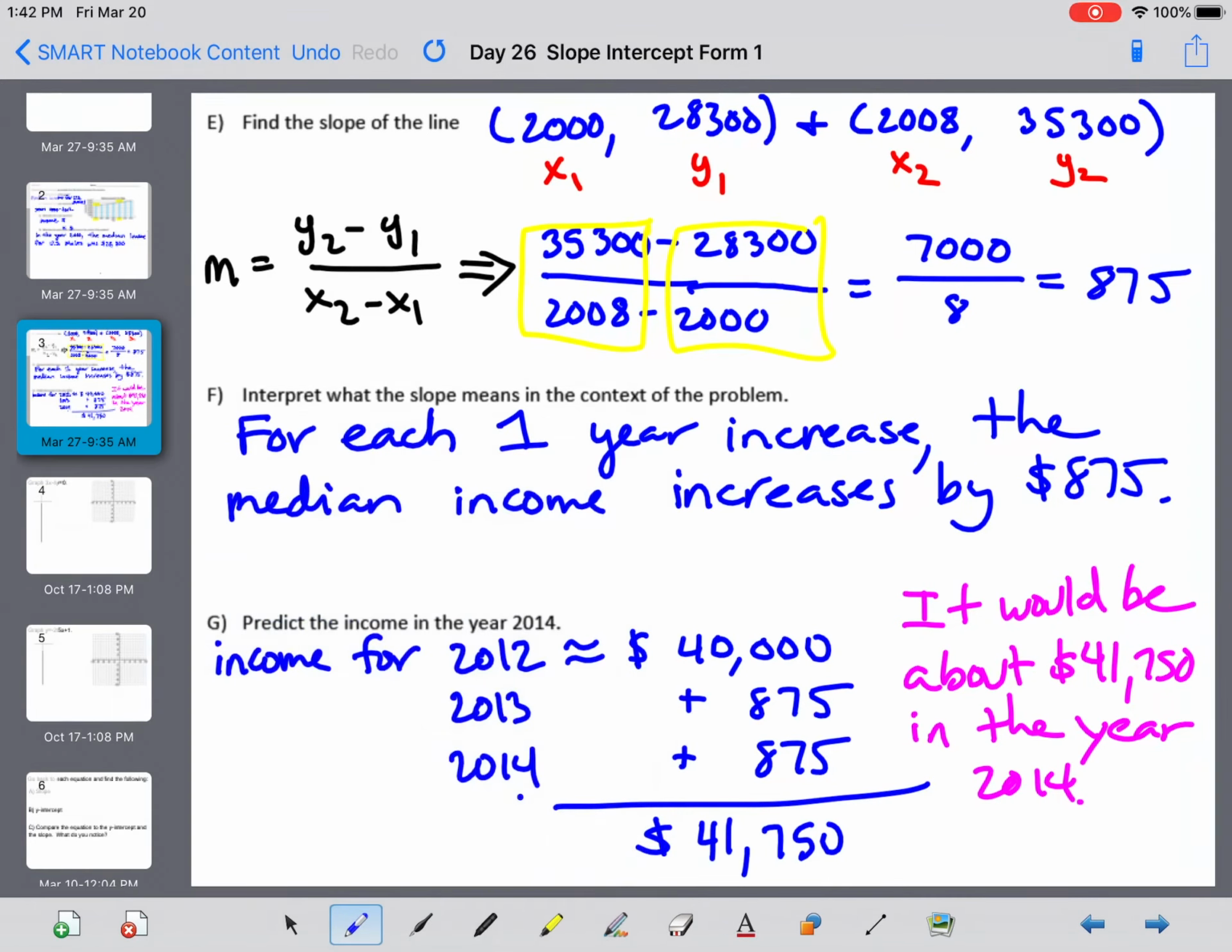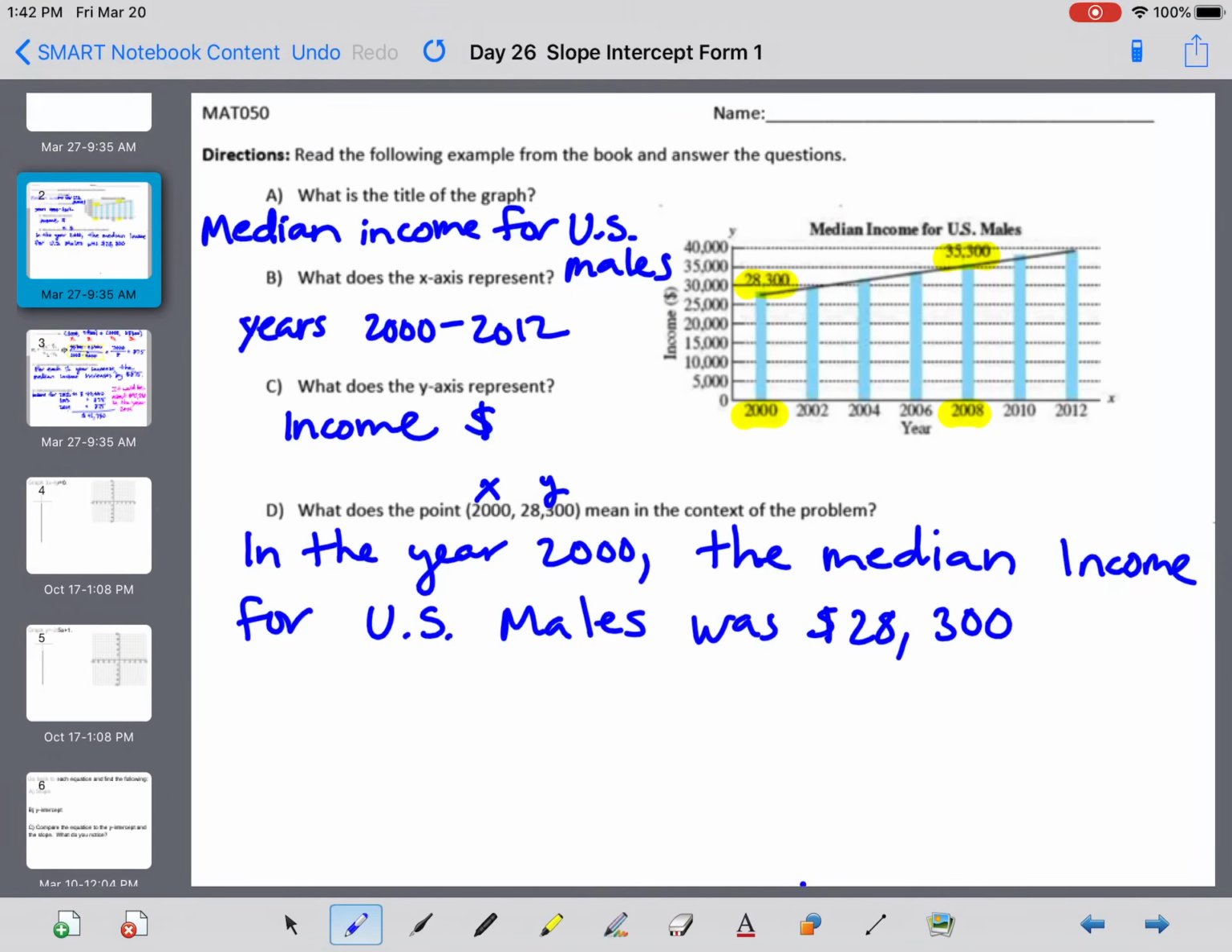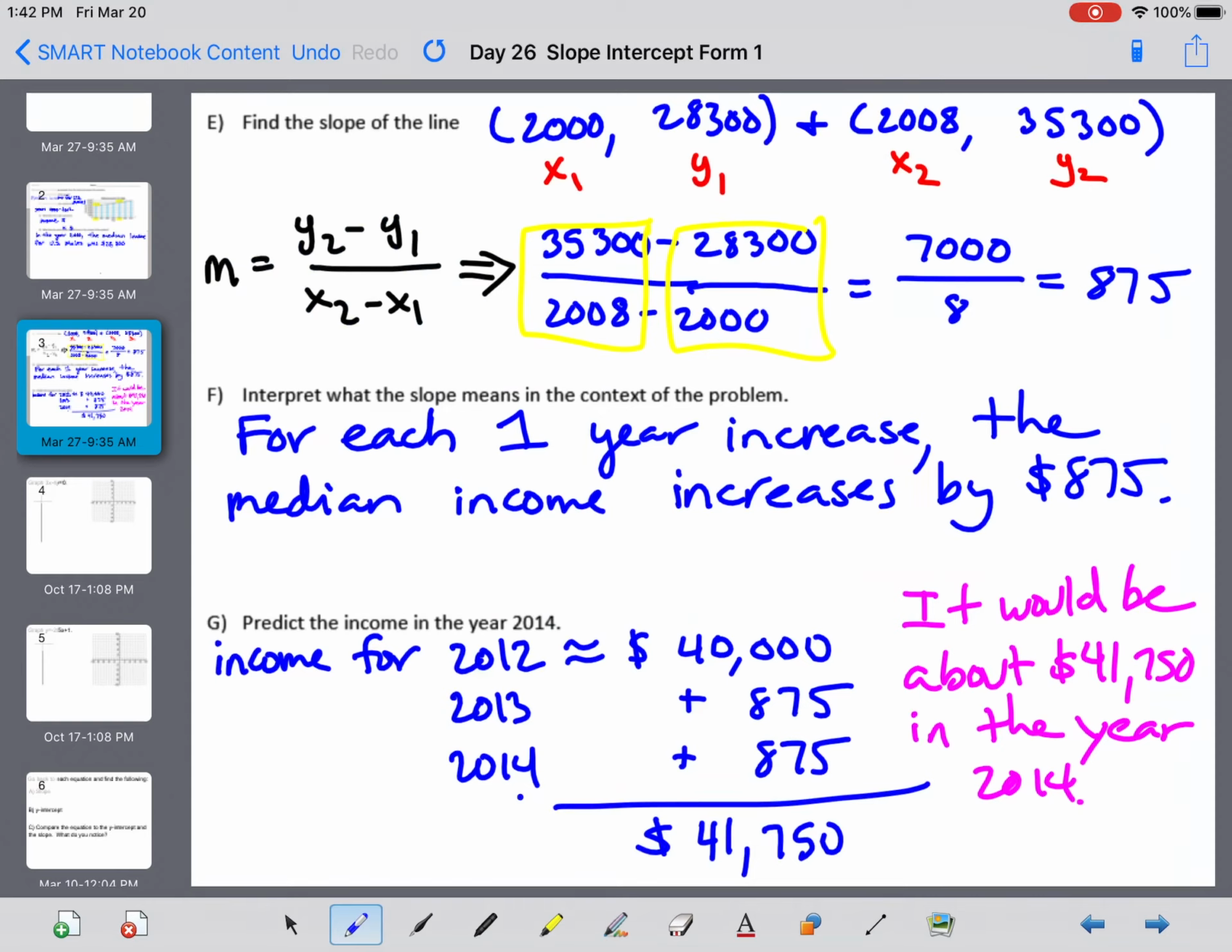So for part F, what does that mean? Well, for every year increase, the median income is increasing by $875. So notice I put it back into the context. I have units involved, like with my dollar sign right there. And because it's a positive slope, that's how I know it's increasing. I can also look at the picture and I can see that the slope is going up and to the right. So I also know that it's going to be increasing.